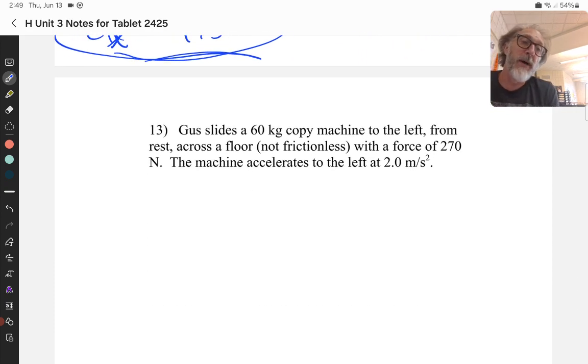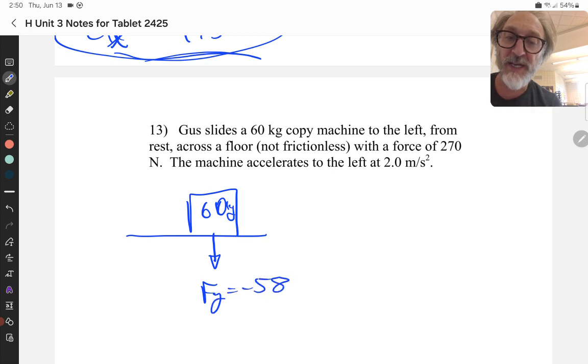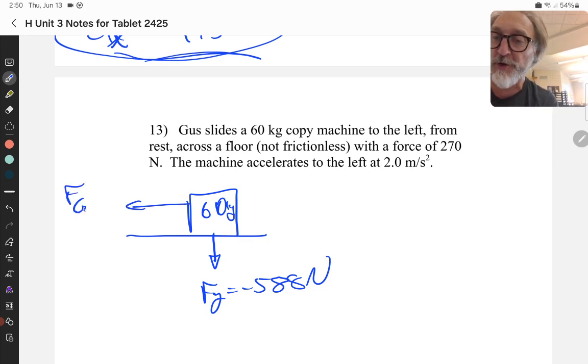Okay, so here's another one where I've given you the acceleration, but we're missing a force. How do we know we're missing a force? You don't know that, but I do. So here we go. Gus slides a 60 kilogram copy machine. So 60 kilograms. Let's go ahead and put in our force of gravity. It's going to be 588 newtons. He's going to slide it to the left. So here's our force of Gus, with a force of 270 newtons.